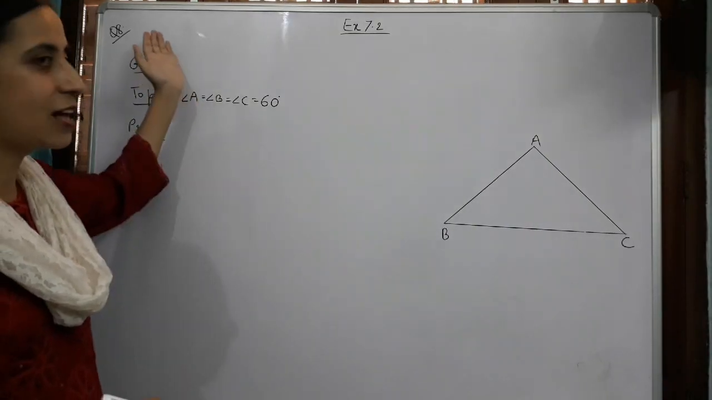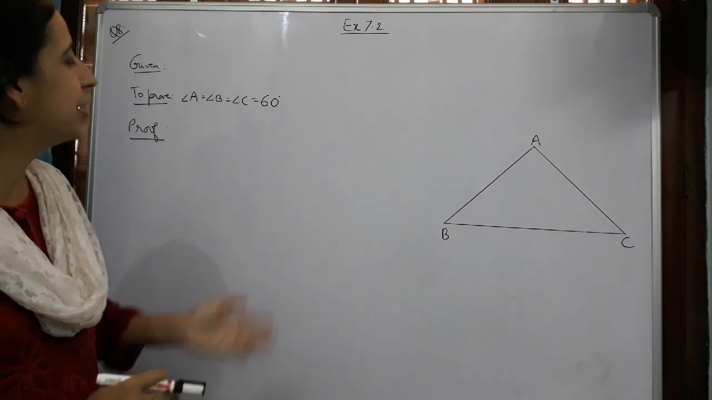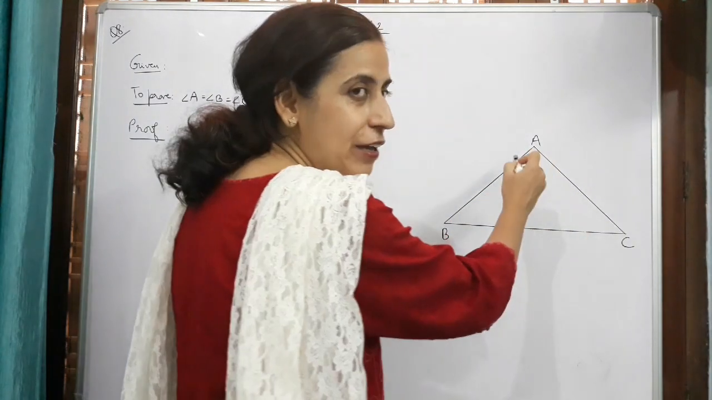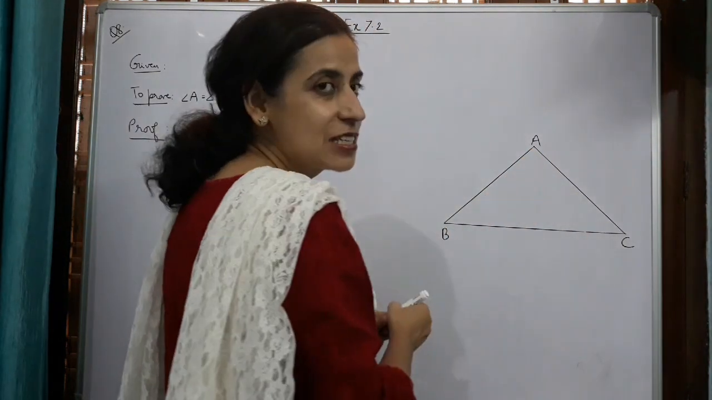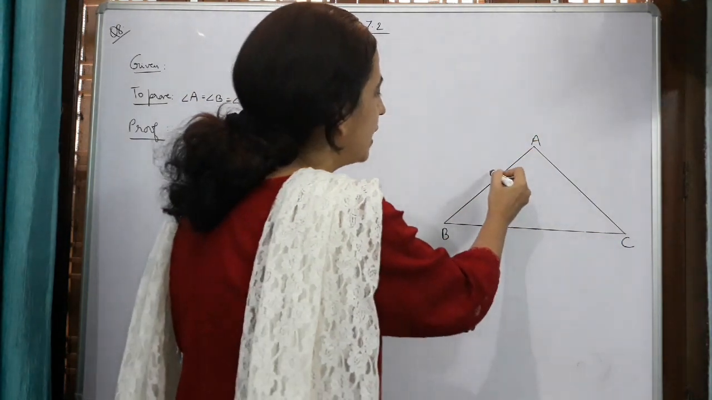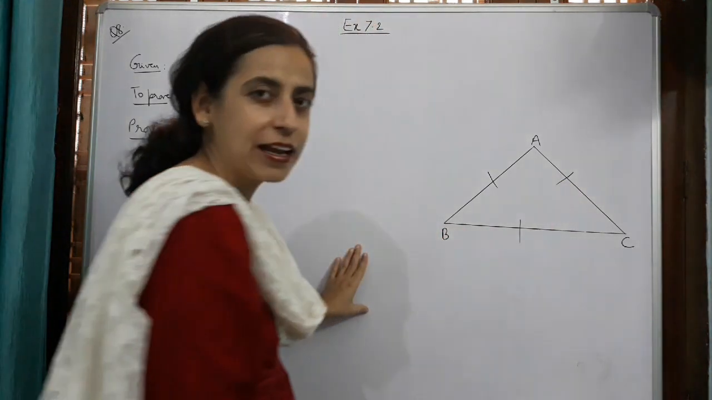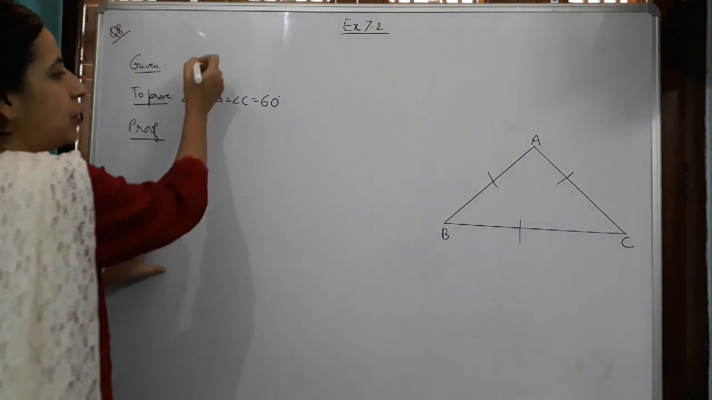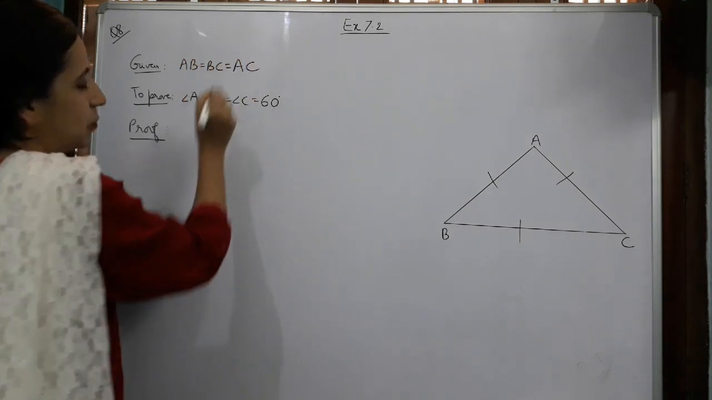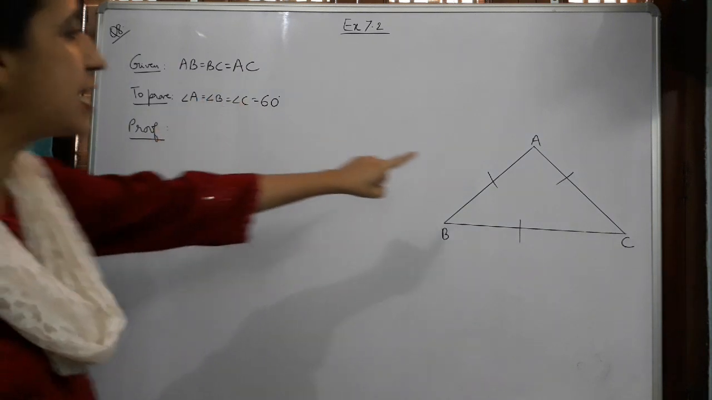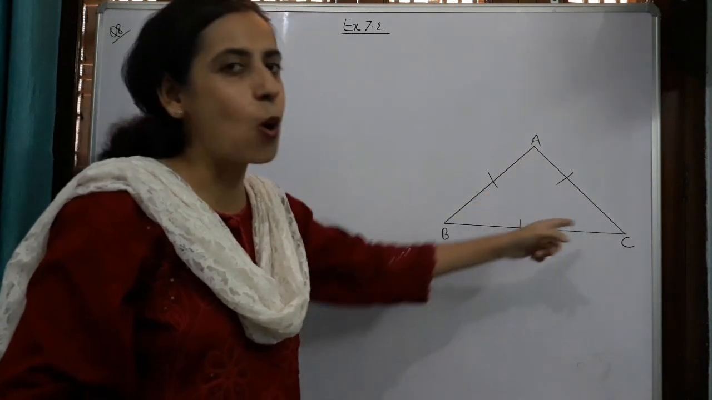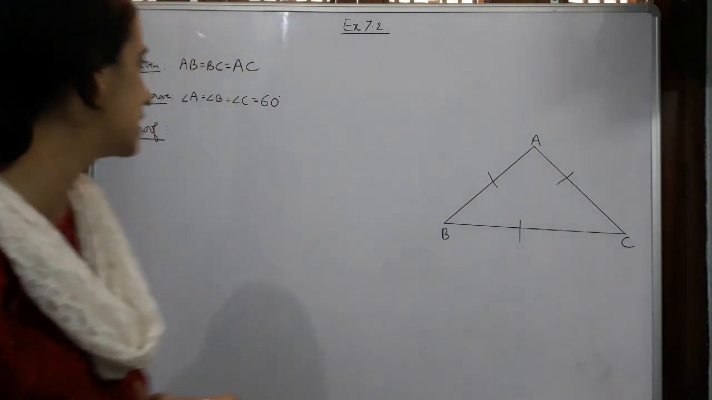Now we start off with the last question of this exercise. This is a very simple question. Over here we have to prove that all the angles of an equilateral triangle are of measure 60 degrees. So if ABC is an equilateral triangle, we know that all the sides of an equilateral triangle are equal. So in given we write down AB equal to BC equal to AC. We have to prove that angle A is of measure 60 degrees, angle B and angle C, that is all the three angles are of measure 60 degrees.